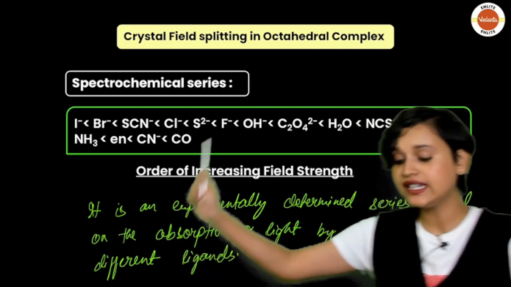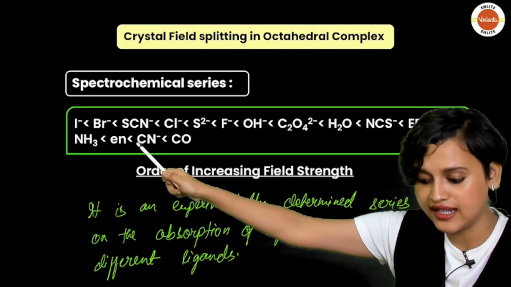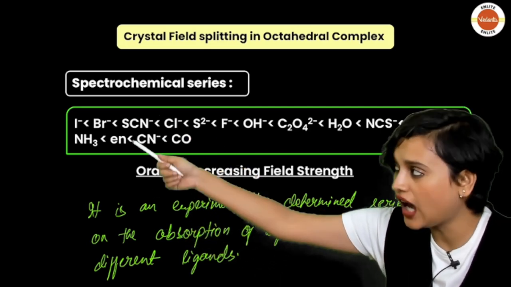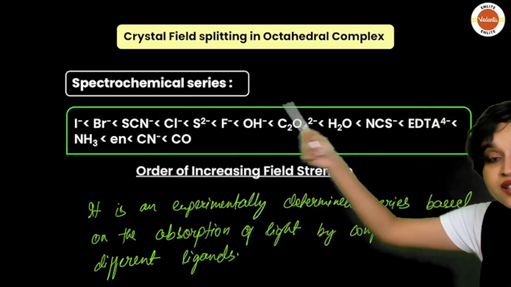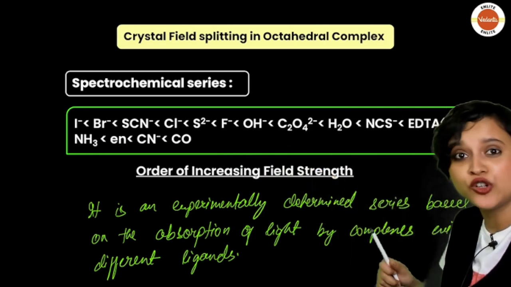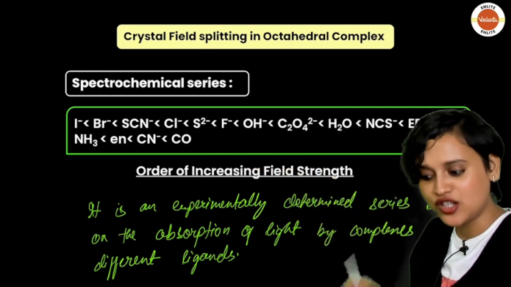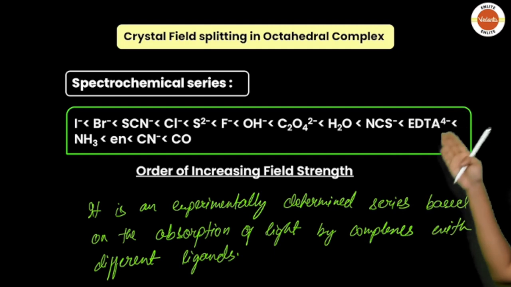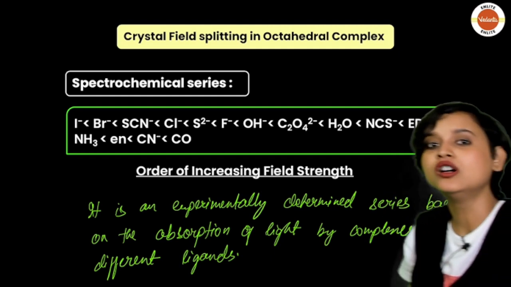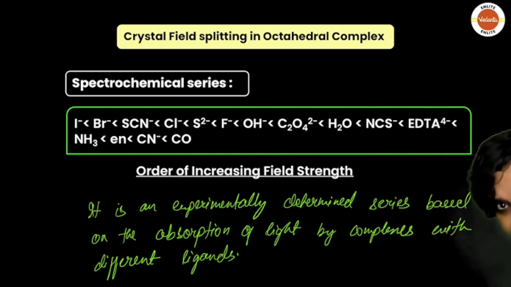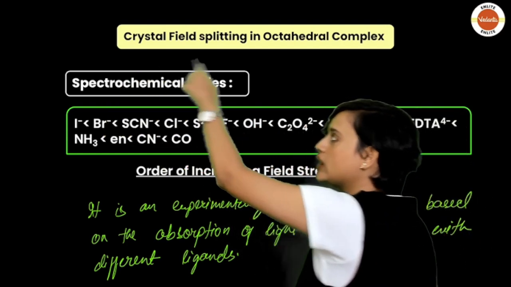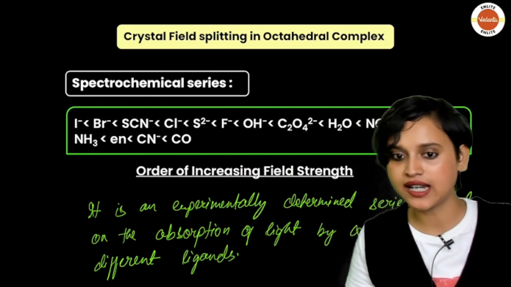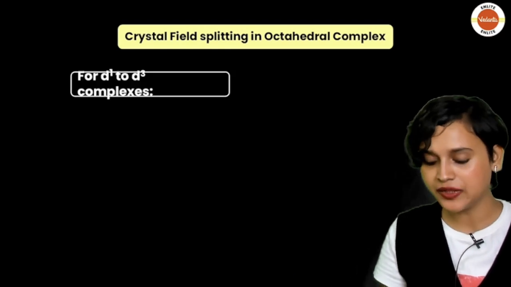Now in this series we see that the anionic ligands are actually the weakest. Not all of them, but most of the time they are the weakest. You see I minus, Br minus, SCN minus, Cl minus, S2 minus, F minus, OH minus, C2O4 2 minus, all of them are weak field. Then comes H2O, NCS, EDTA, which are okay. And then come the stronger ones, that is NH3, en, CN minus and CO. So this is the spectrochemical series, and from here you understand that these are the weaker ones, these are the okay ones, and these are the very strong ones. Get my point, everybody? Do you understand this? This is easy peasy.